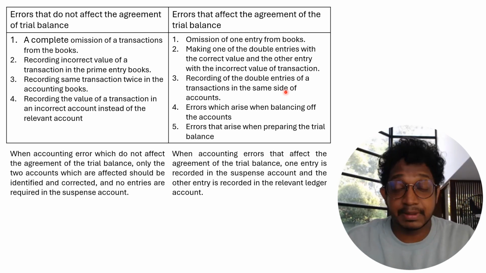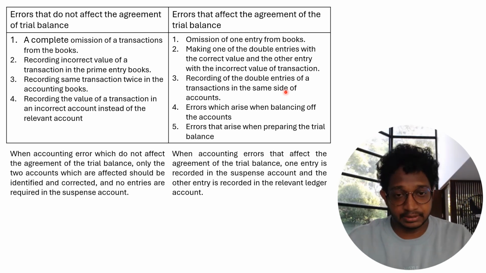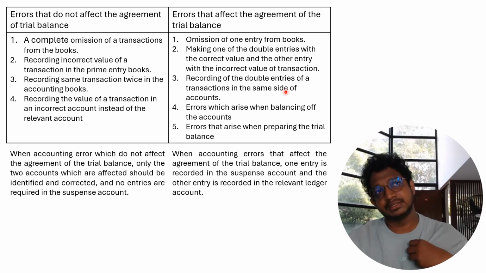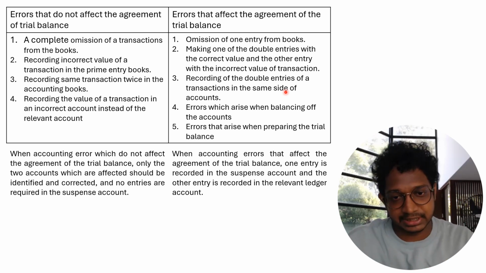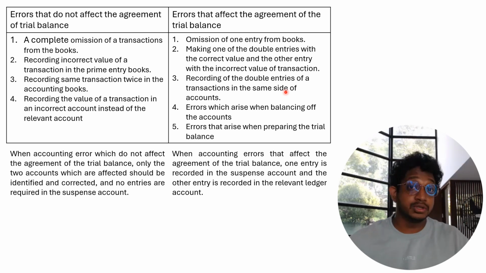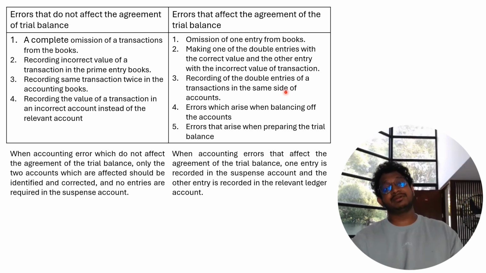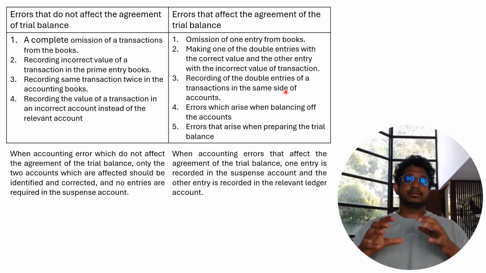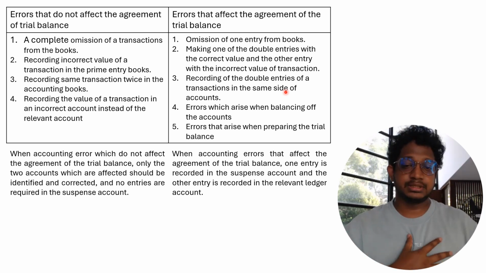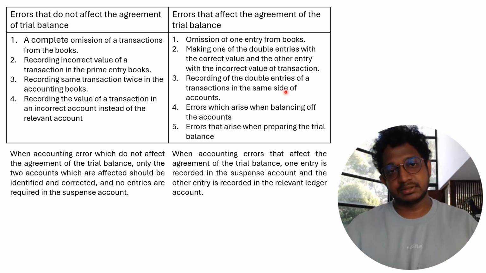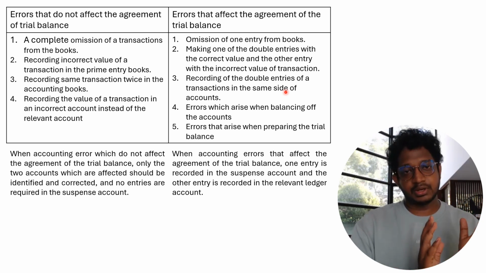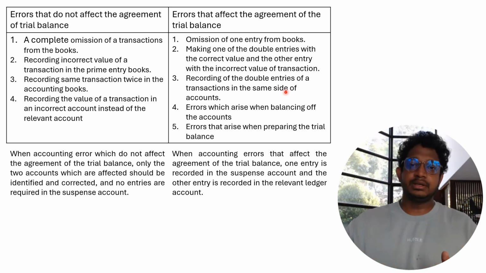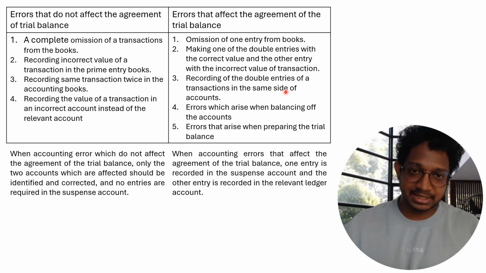Errors can also arise when balancing the accounts, which are cases that only affect one account, and errors that arise when preparing a trial balance. Those errors affect the agreement of the trial balance. When you are correcting such errors, there is a suspense account. One entry is in the affected account, as a debit or credit, and the other entry goes to the suspense account.